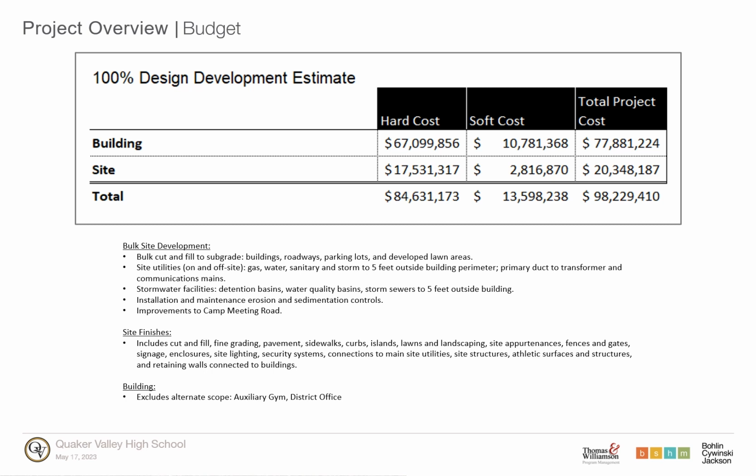The estimated hard cost of the building is $67,099,856. The estimated hard cost for the site work is $17,531,317. The total of the soft costs is $13,598,238. The combination of the hard and soft costs amounts to a total project cost of $98,229,410.